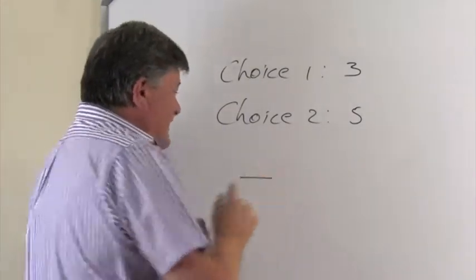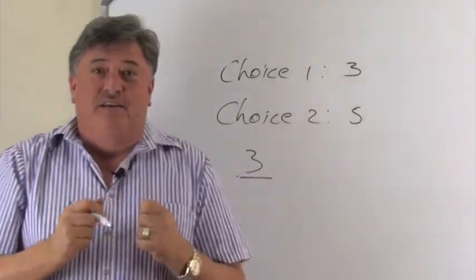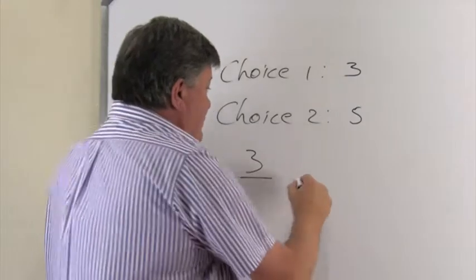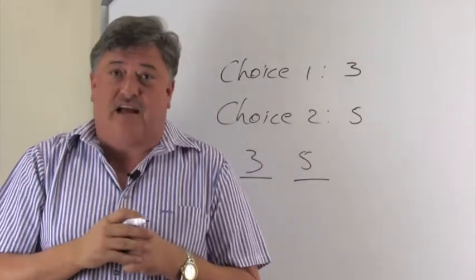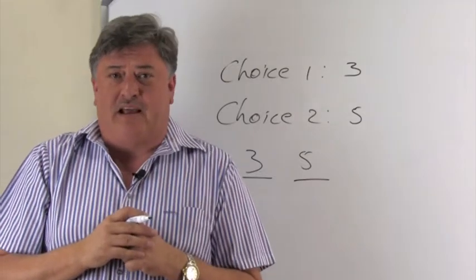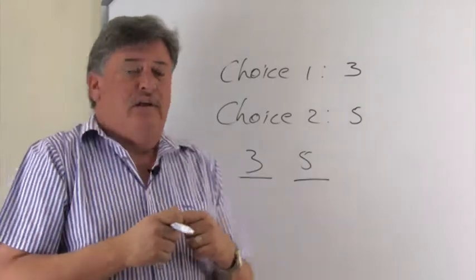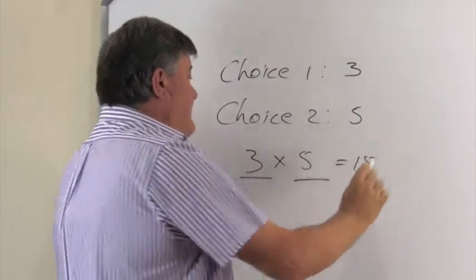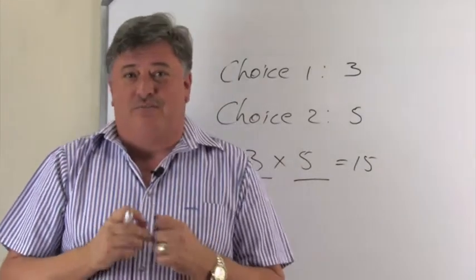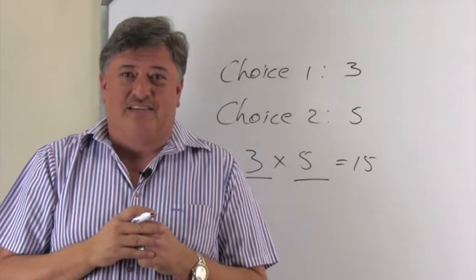Now that's what we're going to do here as well. We're going to say, for task number one, there are three ways to perform task number one. For task number two, five ways we can perform that task. According to the fundamental counting principle, how many different meal combinations? That means we're going to multiply, and that will give us 15 different meal combinations. And I'm sure you will agree this is very easy.